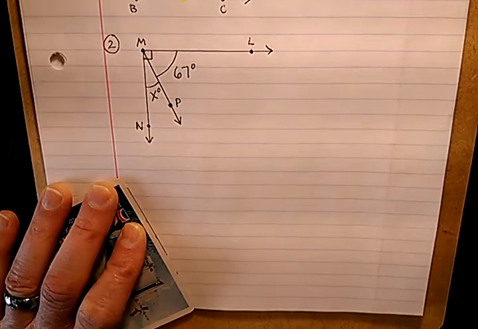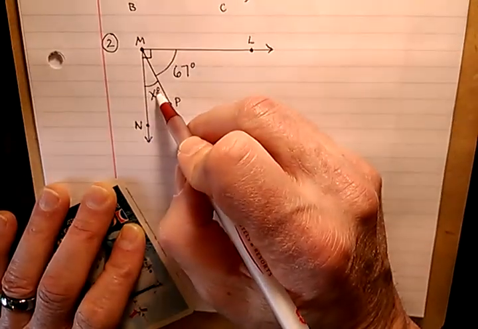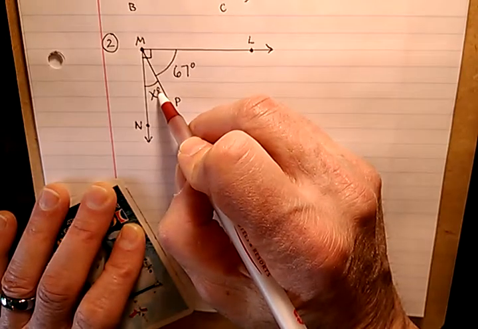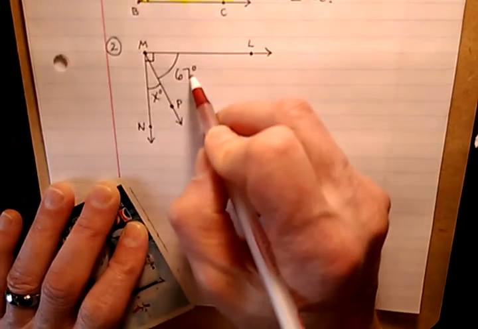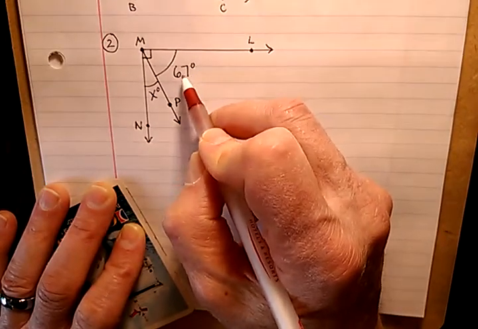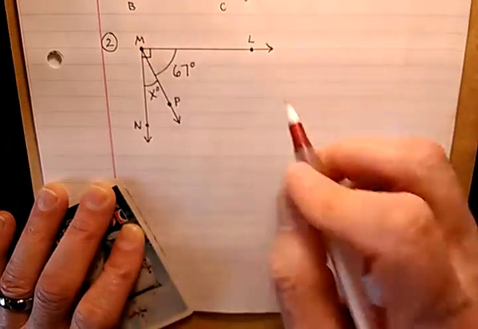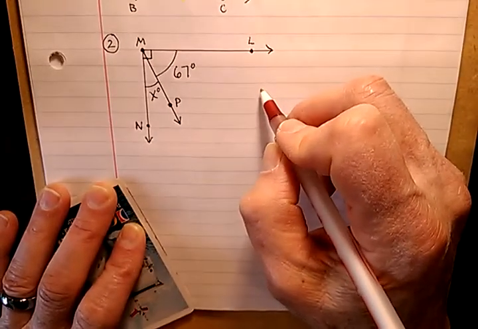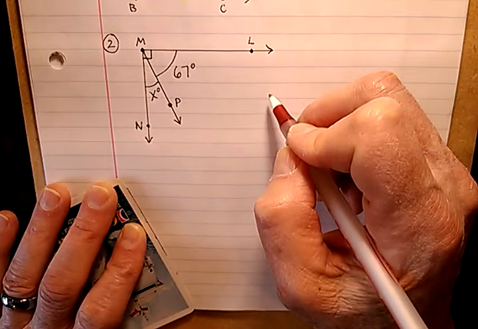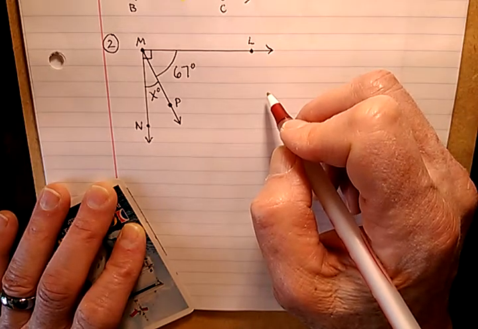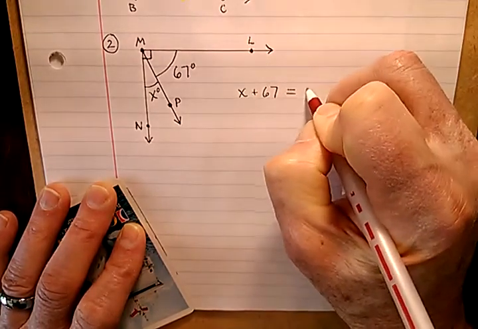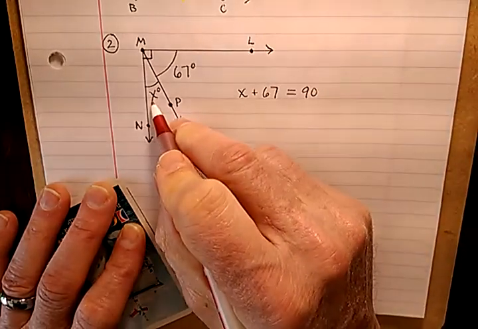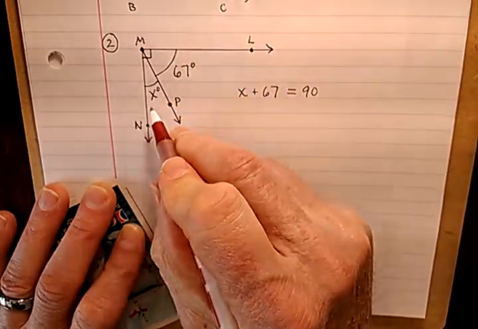Is there a way that we can figure it out? Well, sure there is. We know that together, this angle with X degrees, we could call it angle NMP, added together with the 67 degree angle should add up to 90 degrees since the whole thing is 90. So we can write an equation, just like when we were studying algebraic equations. We can say that X plus 67 equals 90 because this angle plus that angle adds up to the whole 90 degrees.